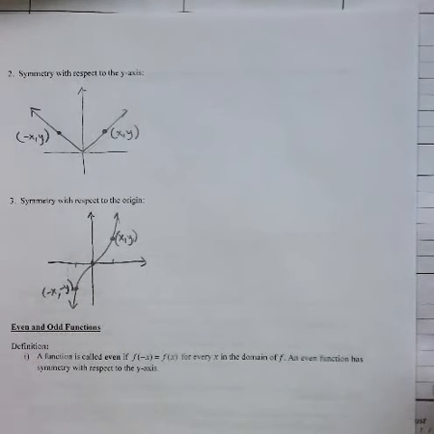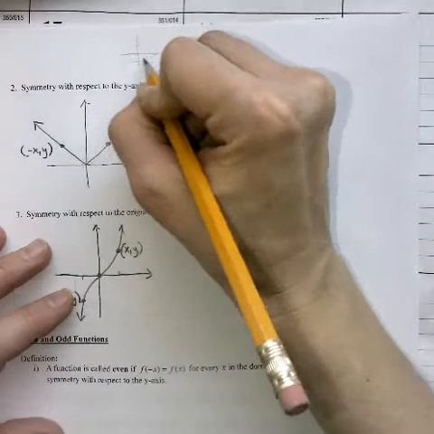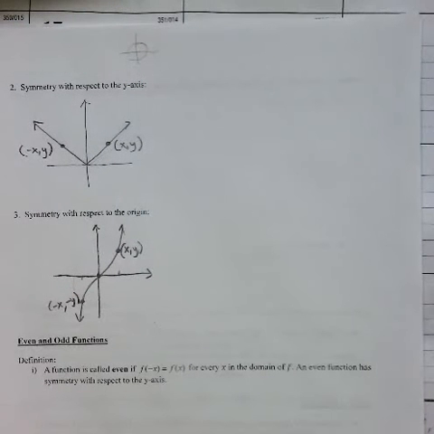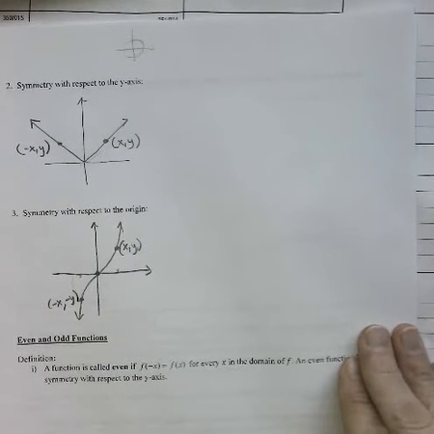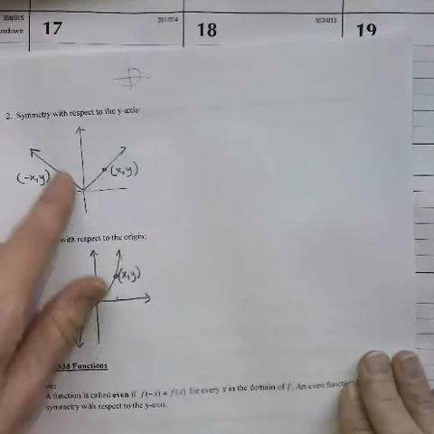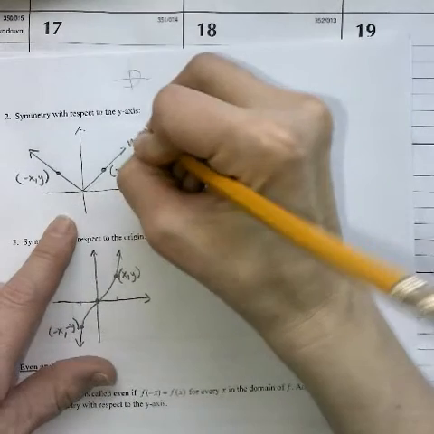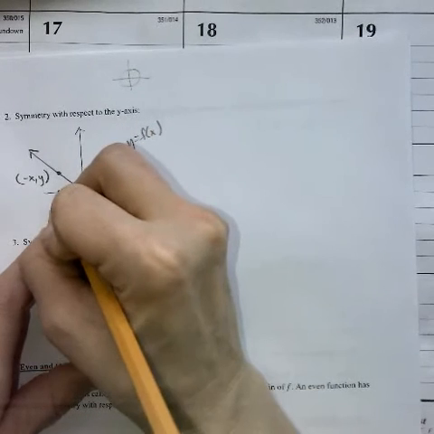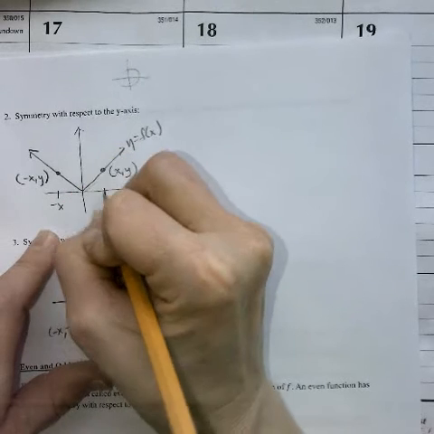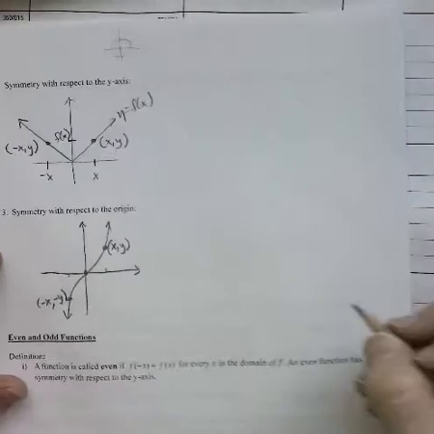Now, some graphs will have all three types of symmetry, like if you had a circle around the origin, but it's not a function, so we're not talking about that in this case. Here's just even and odd functions. An even function has symmetry with respect to the y-axis. So if this is y equals f(x) here, then when you plug in x, or you plug in negative x, the output is the same. You get f(x) for both of them, right?